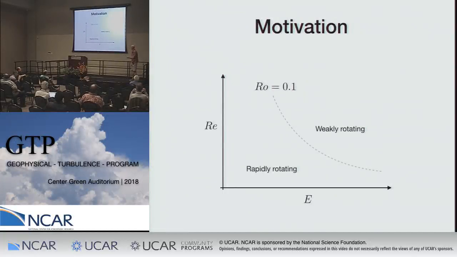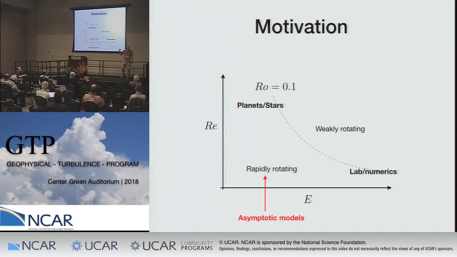large. Our problem here is that planets and stars are in this regime down here, while laboratory experiments, numerical simulations, et cetera, sit in the high Ekman number regime. It's difficult to stay in the rapidly rotating regime while pushing to higher Reynolds numbers. So this is the ongoing problem we have. The asymptotic models that I'm talking about, which are an extension of what Keith Julian presented on Monday, live in this regime of rapid rotation, in the asymptotic limit of small Ekman number. We can increase the Reynolds number by driving the flow harder and harder.